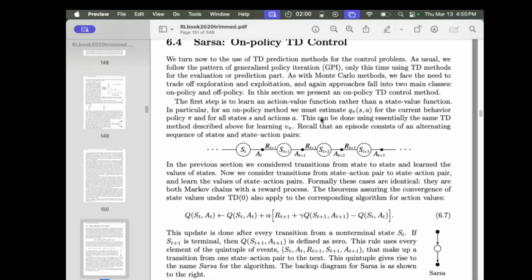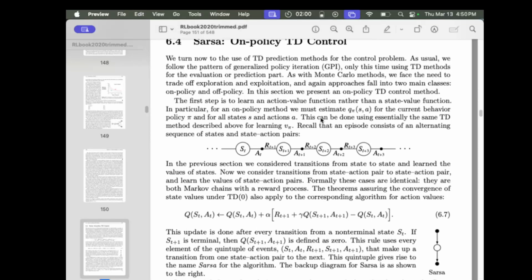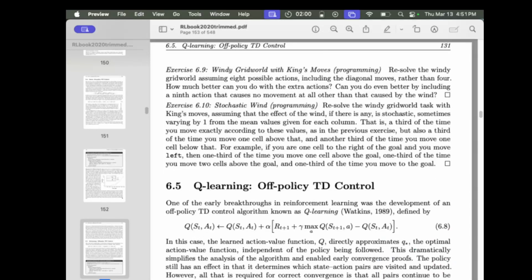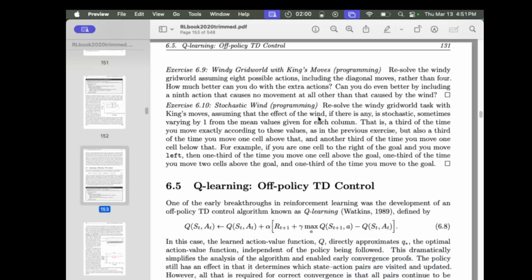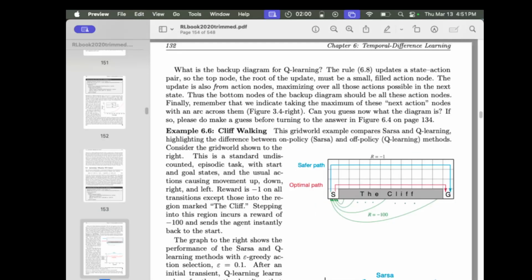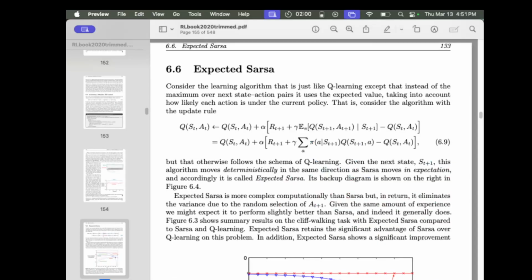So here's SARSA in the textbook. The textbook has these cute little diagrams for states and actions, and this is the diagram that goes with SARSA, which is very nice. It's exactly what we said before. So Q of S_t, A_t, you update it to make it look like Q of S_t+1, A_t+1, plus whatever reward you saw. SARSA, okay. Q-learning, same thing, but with a maximum. Very nice.